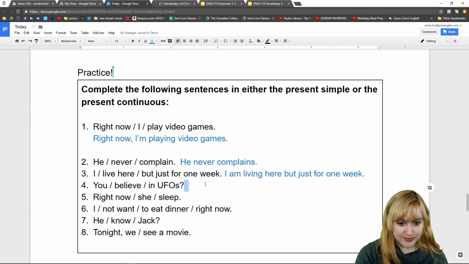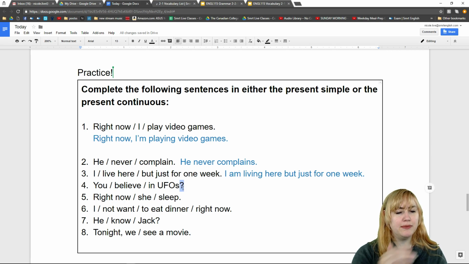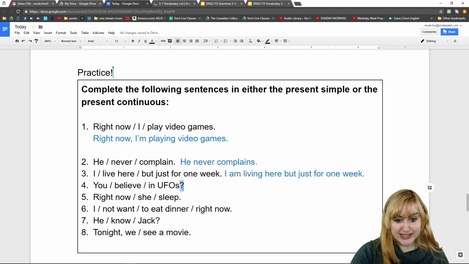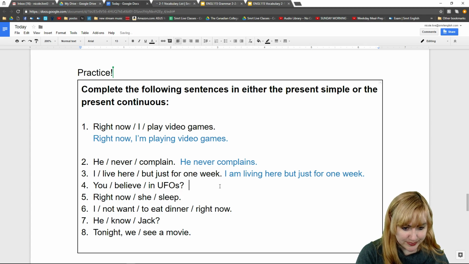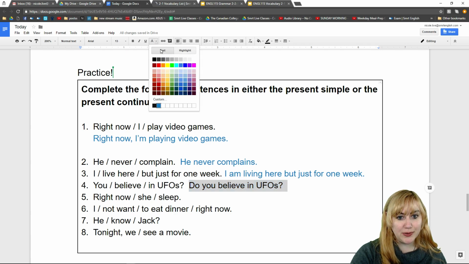Okay, number 4, we're going to use present simple because believe is a state verb. So also this one's a question. So we have to remember, how do we make questions with present simple? We use do or does. So we're going to say, do you believe in UFOs? There we go, very nice. Do you believe in UFOs?